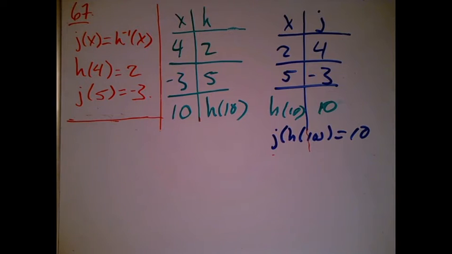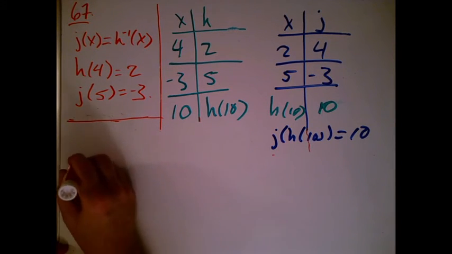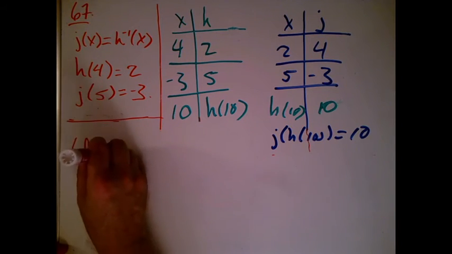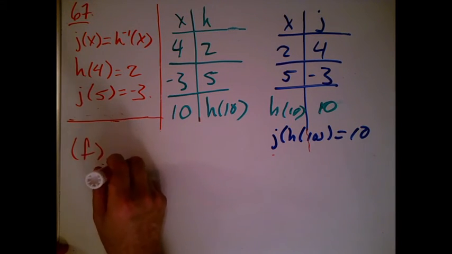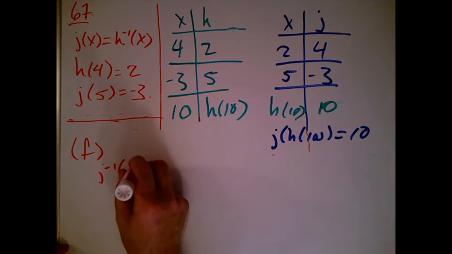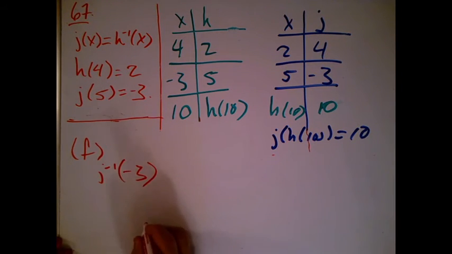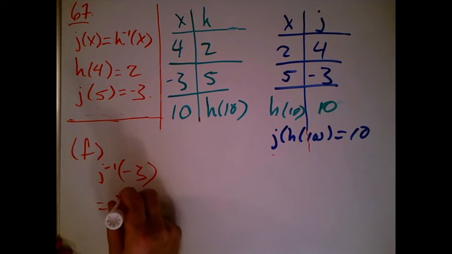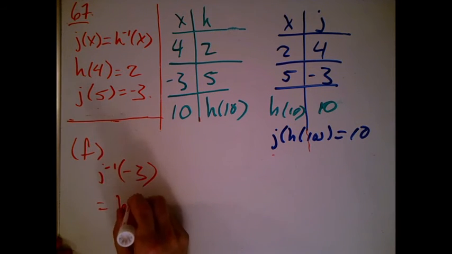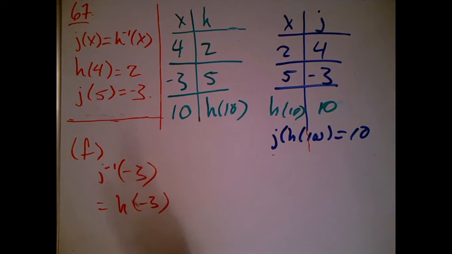They also wanted j inverse of minus 3. So this is part F in the book. They want j inverse of minus 3. Well, h is j inverse. So this is h of minus 3, and you get 5.